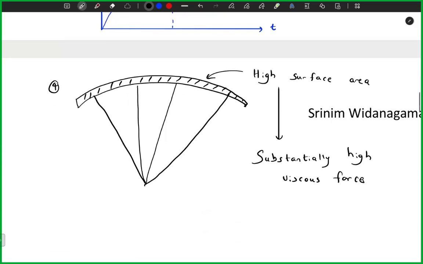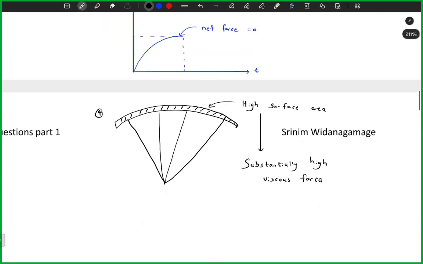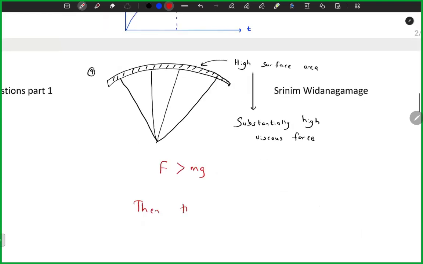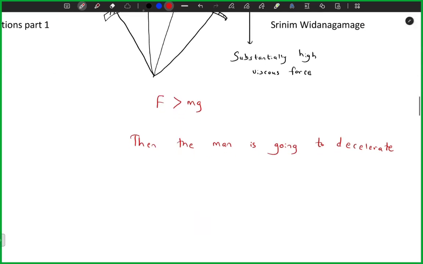Now tell me, isn't there a reversal of the forces? Now the viscous force becomes greater than what? mg. Then the parachutist, the man, is going to decelerate. He's going to decelerate. There's going to be a negative acceleration. Now the acceleration works upwards. What happens to the velocity of the man?